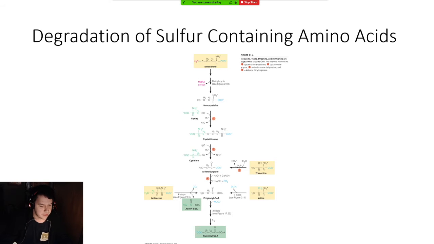What compound was it? Taurine. It's a free amino acid. Yeah, it's taurine.